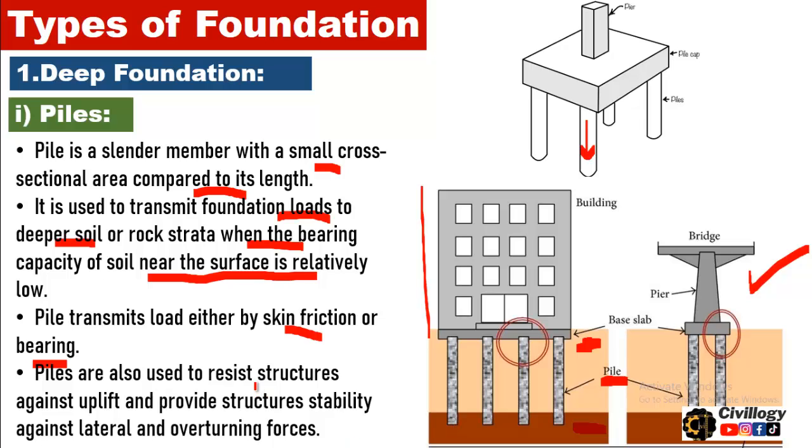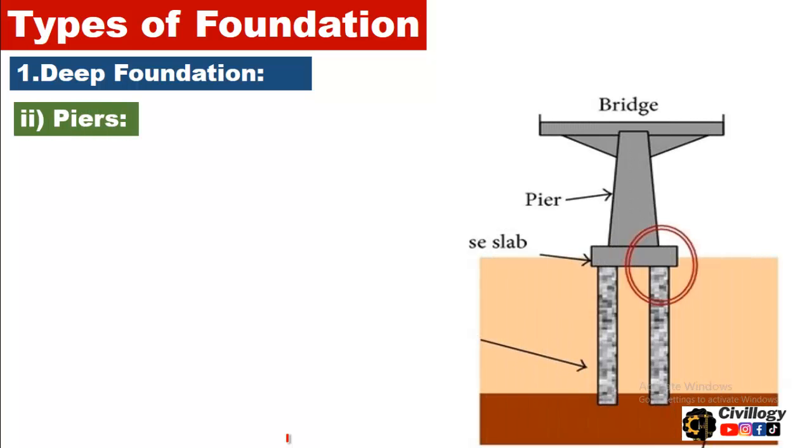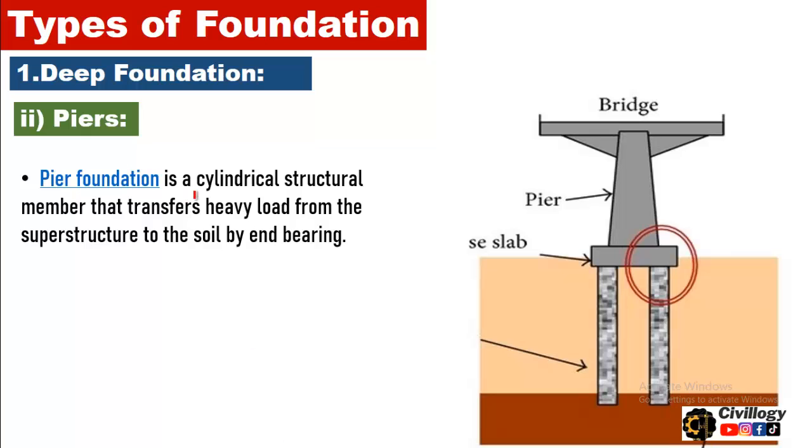Piles are used to resist structures against uplift and provide structural stability against lateral and overturning forces. The second type of deep foundation is piers. A pier foundation is a cylindrical structural member that transfers heavy load from the superstructure to the soil by end bearing.